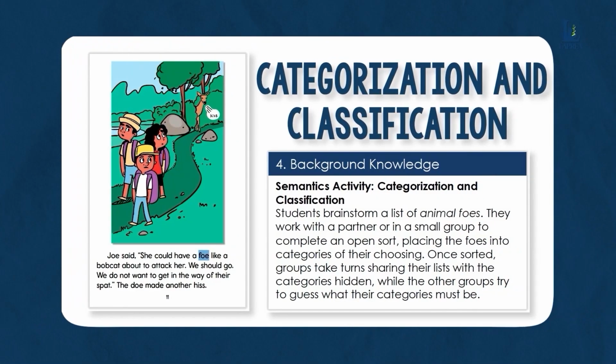Another idea is through categorization and classification. So here for this particular book, I'd pull out the word foe, and I would ask students to brainstorm a list of animal foes, and they would work with a partner or again in small groups, and we complete like an open sort, kind of placing the foes into categories of their choosing. And then once we sorted the groups, we take turns kind of sharing their lists with the categories, while other groups try to guess what the categories must be. So we would divide these into like farm animals or zoo animals, and that's the way we can maybe categorize and classify these animal foes. Again, just a quick idea.